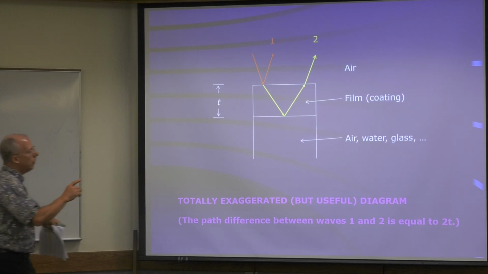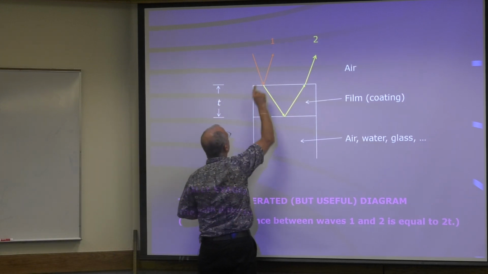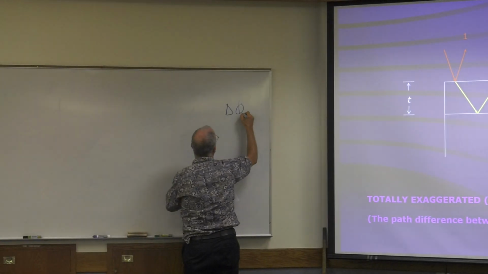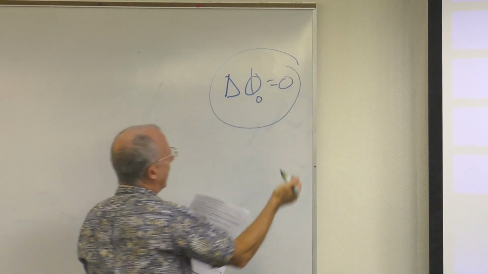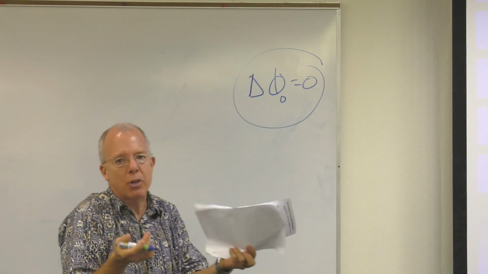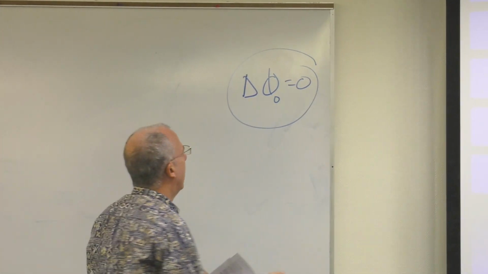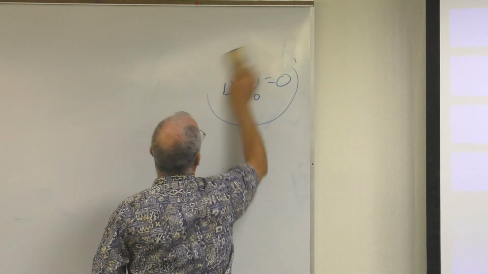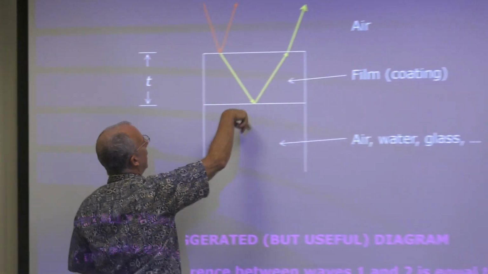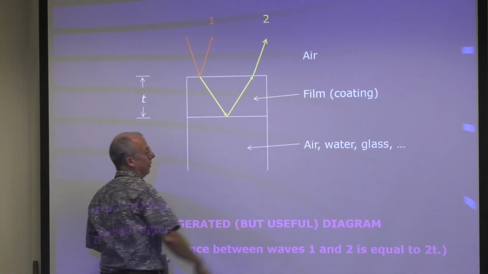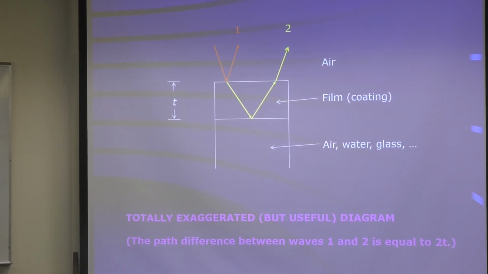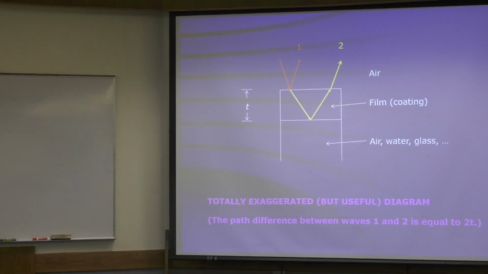And look, there's only one wave coming in, so we don't have to worry about this, right? There's no difference in phase constants because there's only one wave. So all we have to worry about are the different path lengths and what happens at the reflections. That's all you have to worry about. Okay. Are you ready? Let's do it.